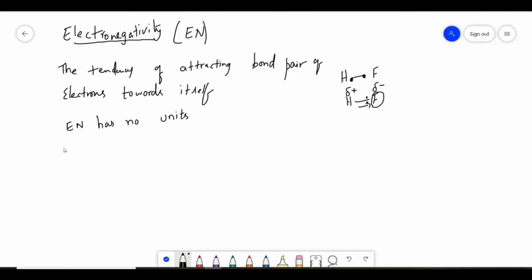And remember, the electronegativity is of two types. The electronegativity is calculated in two scales. One is the Mulliken scale and the second one is called the Pauling scale.